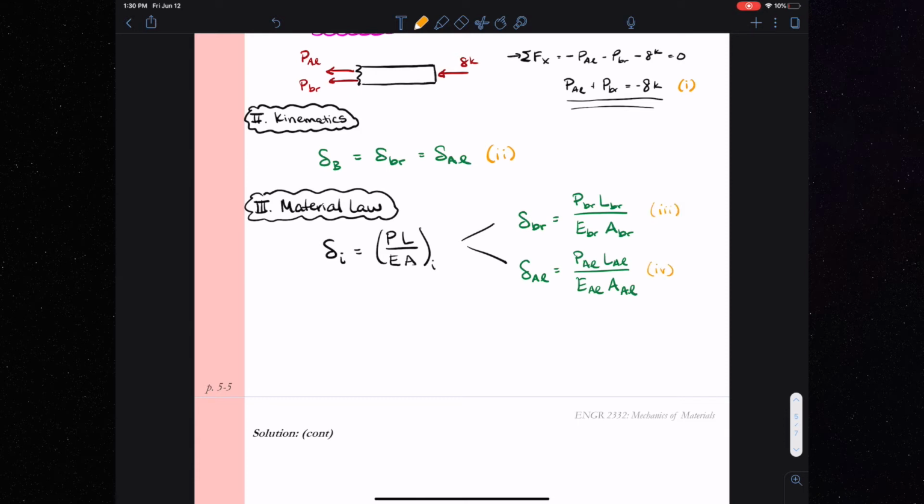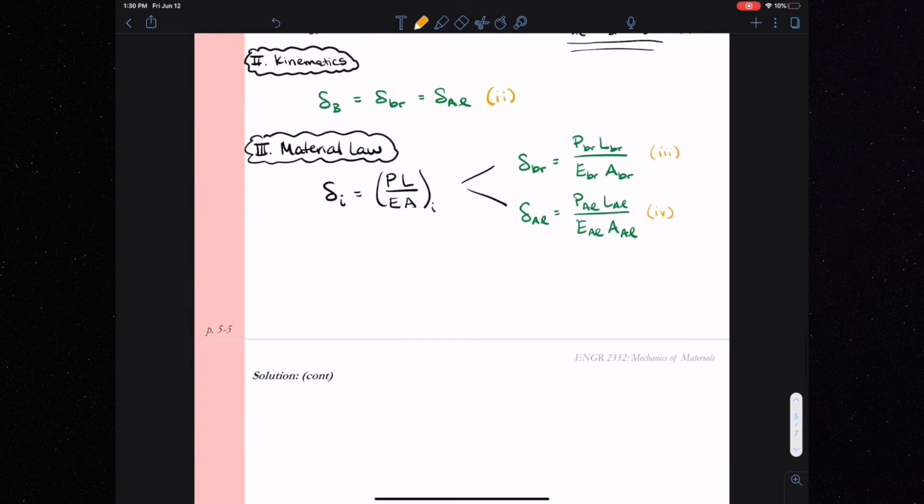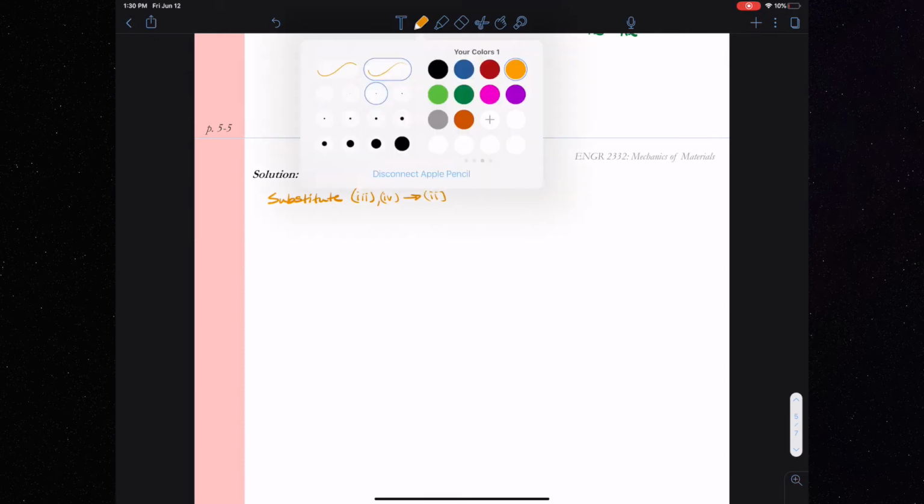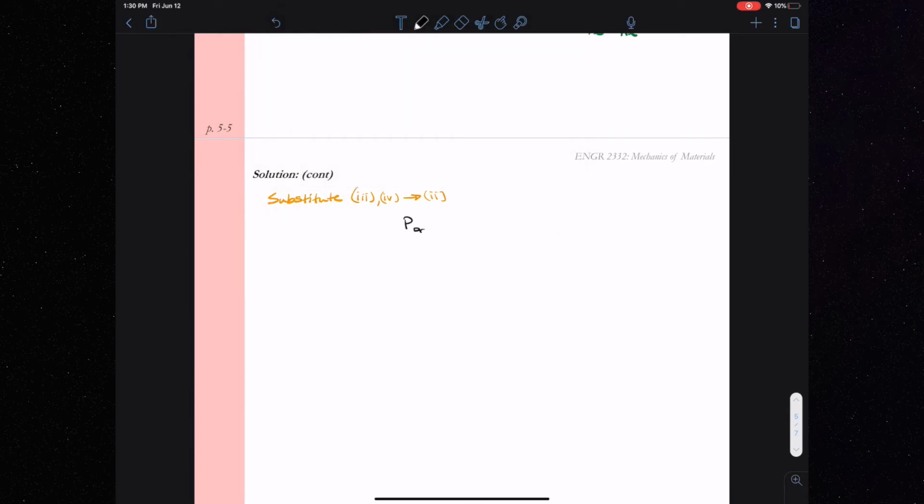All right, once we get through these three stages, all that we have left to do is to do the math, substitute 1, 2, and 3 into each other in any order and solve the puzzle to get to how much force is in the aluminum and how much force is in the brass. So I will substitute 3 and 4 back into 2, which 2 basically said that the deflection of the brass core has to equal the deflection of the outer aluminum shell. So substituting 3 and 4 into that relationship, I get PL over EA of the brass core equals PL over EA of the aluminum shell.